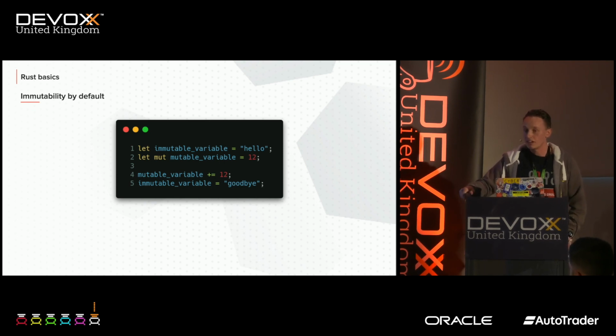Variables are immutable by default. So when I declare a variable with let, if I then try and modify it, it's going to complain at me. If I specify mutable, however, so the mut keyword, M-U-T, then I will be able to change it.